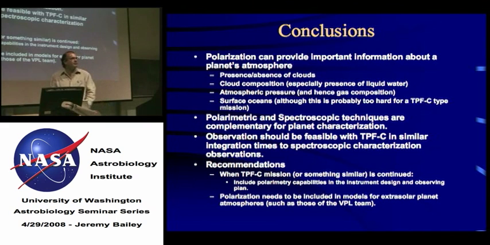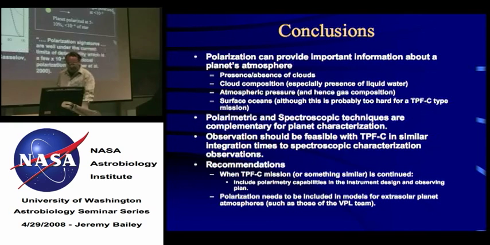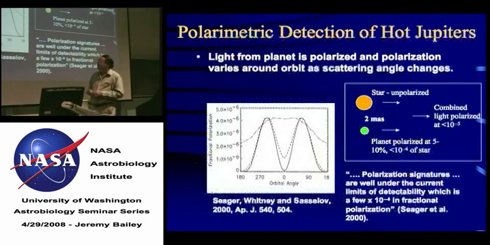Now, do I have a bit of time to say a bit about the Hot Jupiter work? Okay. Yeah. So all I've said so far is about what we may be able to do way in the future with missions like TPF. But there is actually one type of planet that we might be able to detect polarization from now, and that's these Hot Jupiter type systems, where you have a planet orbiting very close to the star, a giant planet.